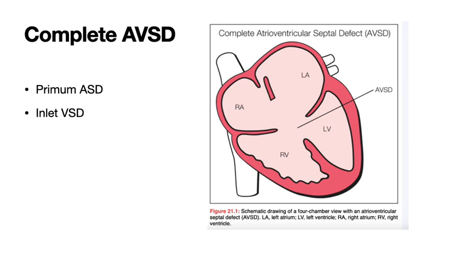All right, well, when it comes to a complete atrioventricular septal defect, that means there is a defect in the atrial septum and the ventricular septum, and that atrial septal defect is down near the bottom part, near the crux. The whole thing about these AVSDs is they happen at the crux of the heart. So you've got a primum ASD and you have an inlet VSD. That combination is a complete atrioventricular septal defect.